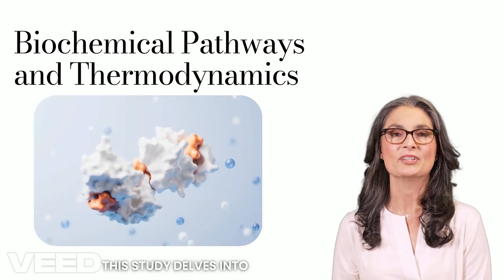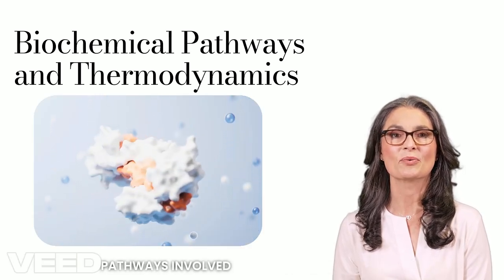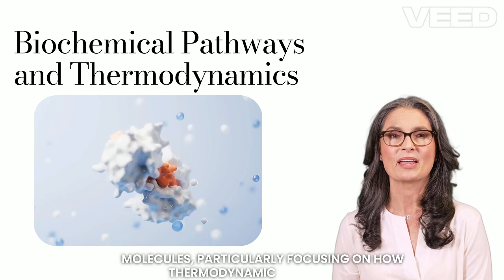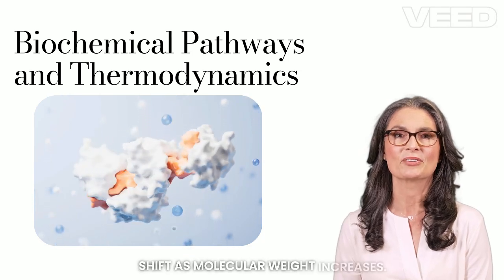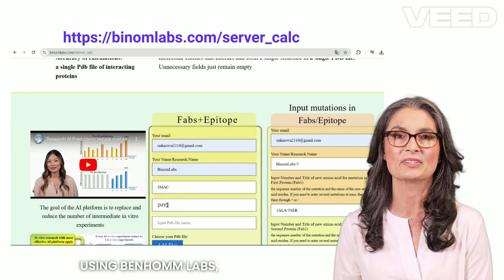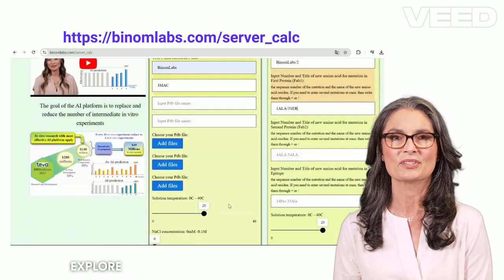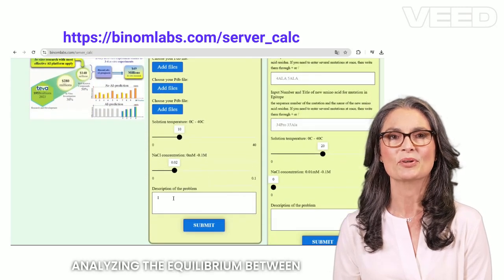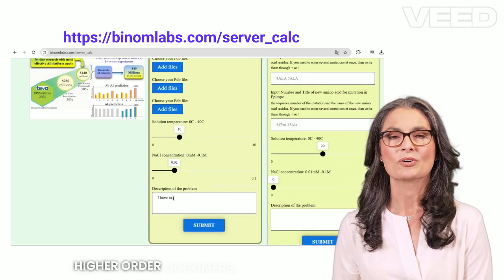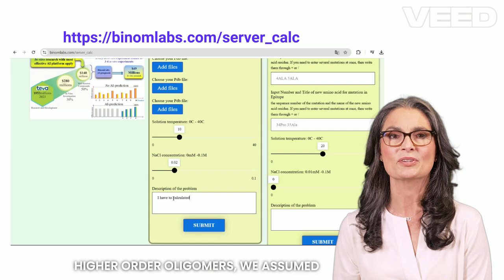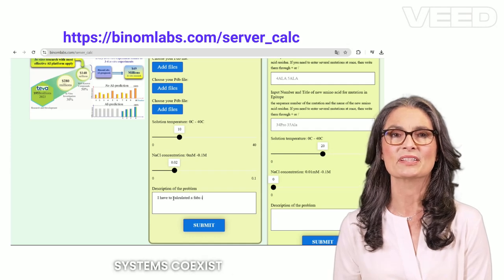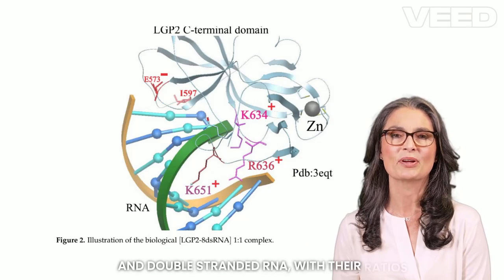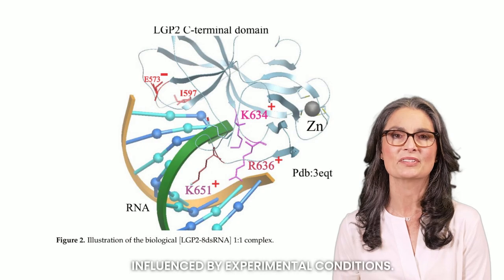This study delves into the intricate biochemical pathways involved in the formation of complex molecules, particularly focusing on how thermodynamic parameters shift as molecular weight increases. Using Biochemical, we calculated reaction paths to explore the assembly of hexamers from various proteins, analyzing the equilibrium between monomers, dimers, and higher-order oligomers. We assumed multiple biological systems coexist in solution, like LGP2 protein and double-stranded RNA, with their ratios influenced by experimental conditions.